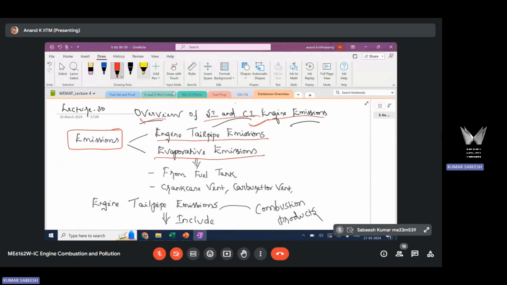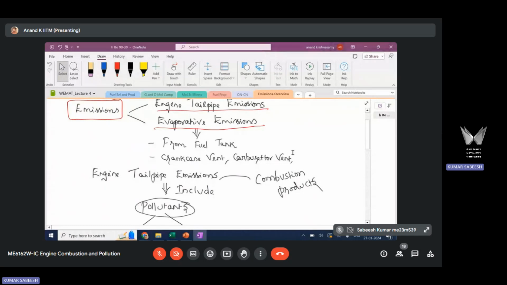What are these evaporative emissions? Evaporative emissions are primarily due to vaporization of the fuel, especially with a highly volatile fuel like gasoline. You will have more evaporative emission. The sources are the fuel tank, the crankcase vent, and also the carburetor vent if you use a carburetor engine. Generally, this is not used now, we go with PFI, but still some low cost SI powered vehicles use a carburetor. You have a vent in the carburetor through which the fuel vapor will be let out into the atmosphere.